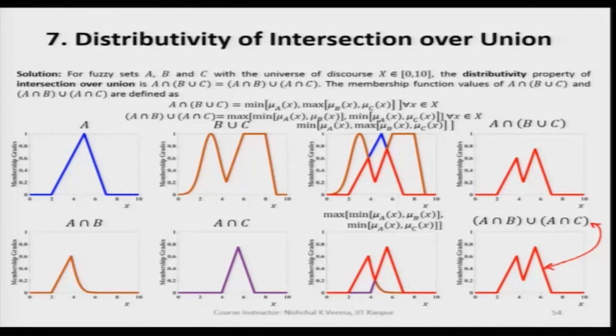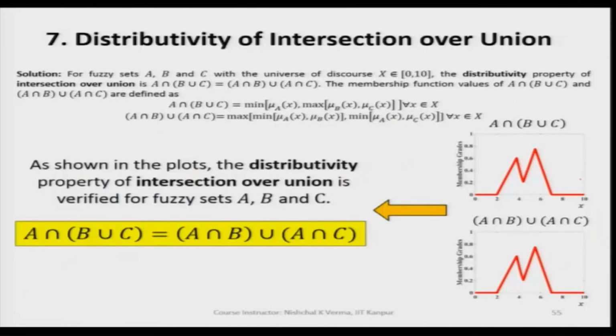We see that this outcome is the same as the previous outcome, which we got on taking the intersection of A and B union C. So, this way we can see that the distributivity property of intersection over union is verified for fuzzy sets A, B and C.